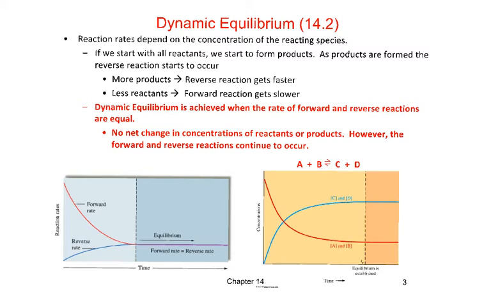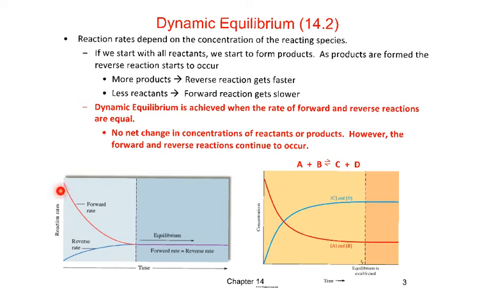So to reiterate what we were talking about on the last slide, we know from our study of chemical kinetics that the rate of a reaction depends on the concentration of the reacting species. So initially, if we start with all reactants, the reaction will start in the forward direction and we start to form products. But as the products begin to build up, the reverse reaction starts to occur, right? Because in general, the rate of reaction speeds up as the concentration increases, as we start to form more products, the reverse reaction gets faster. And as we use up the reactants, the forward reaction gets slower.